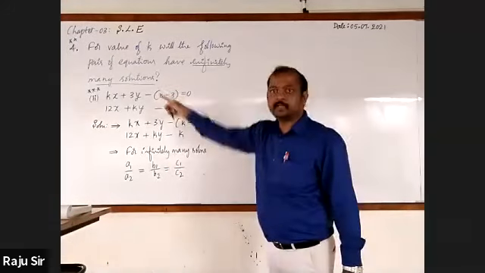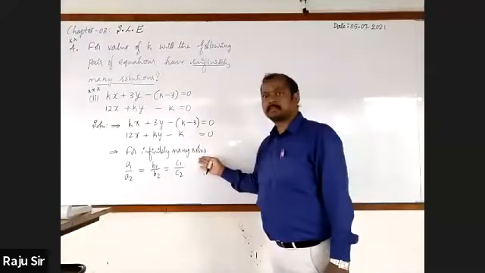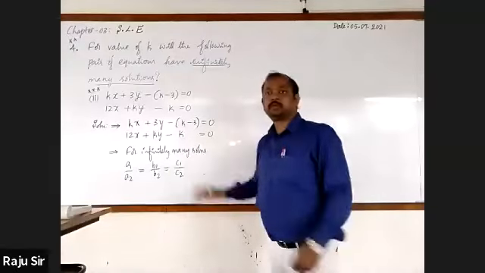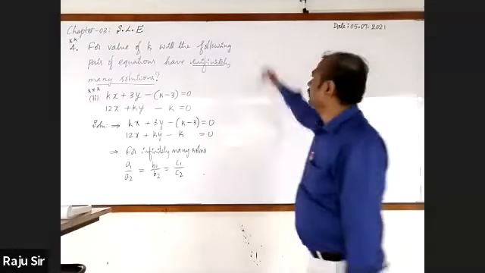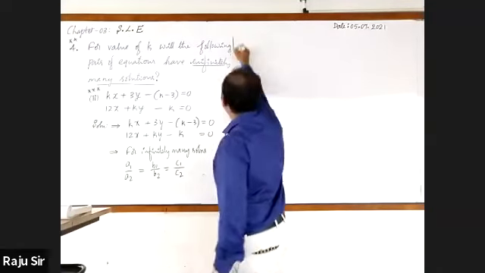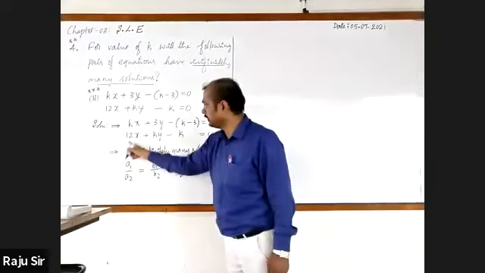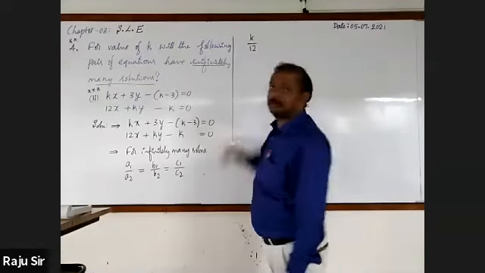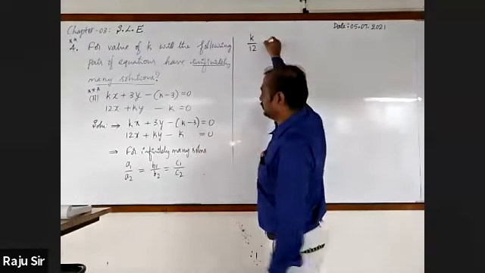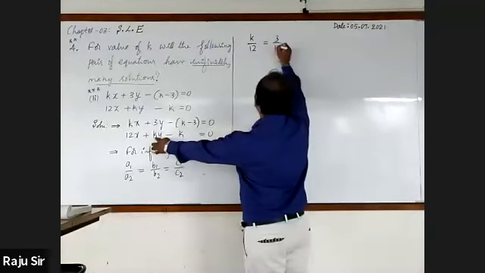For infinitely many solutions, a1 by a2 equal to b1 by b2 equal to c1 by c2. Now I'm going to take substitution, where a1 is k, a2 is 12. I write k by 12, that is equal to b1 by b2, this is 3 by k.